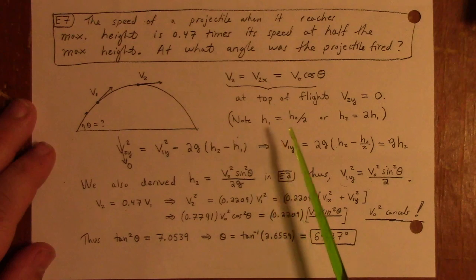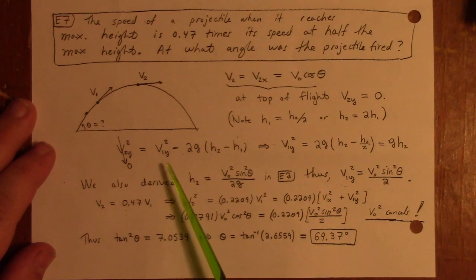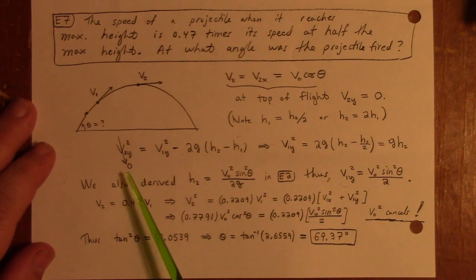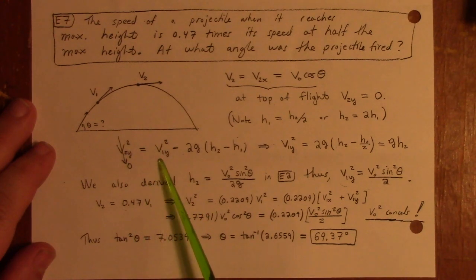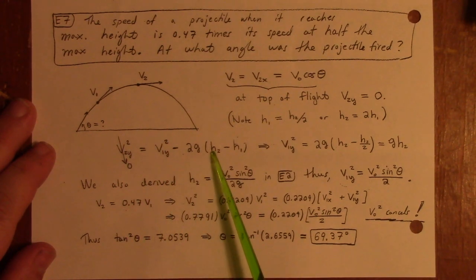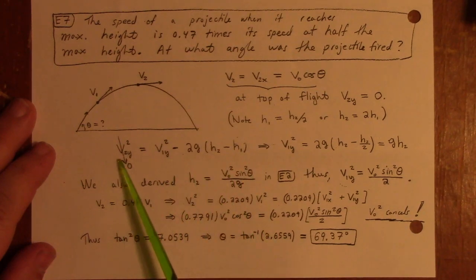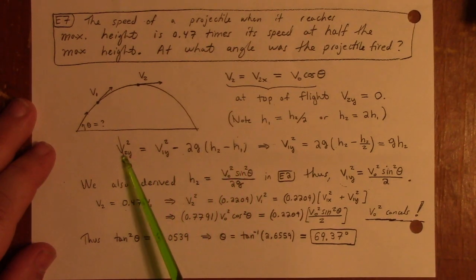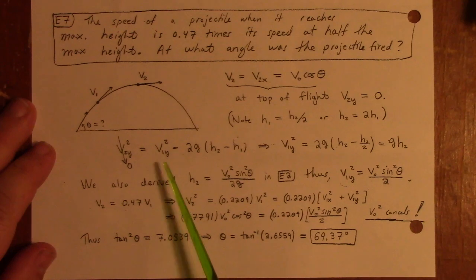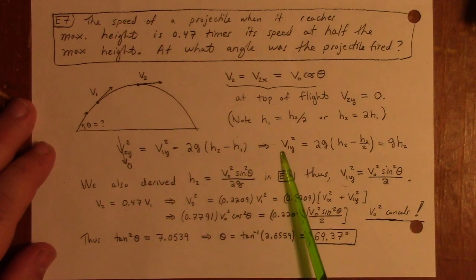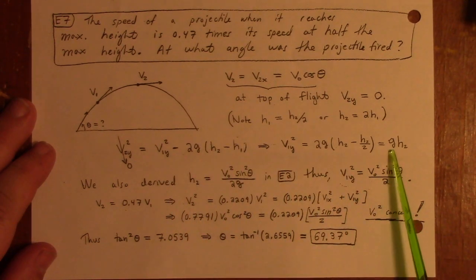An event is a time and a place. I don't think I ever said that in class this semester. My bad. But v2y squared is equal to v1y squared minus 2g times (h2 minus h1). Now v2y is 0, and so we can solve for v1y squared, and we get that.